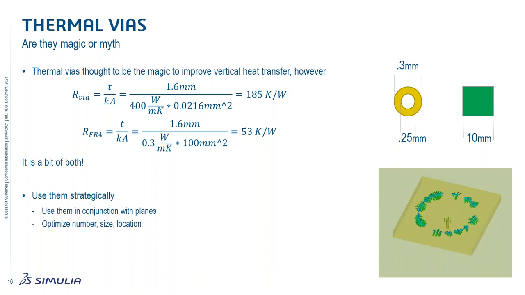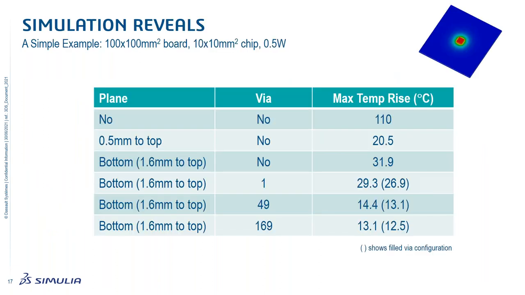Boy, you can think about that, it's very time consuming, but fortunately we have CST Studio to help here, to do some simulation. Here are some quick results. For this example board, if I put the chip at the center with no via, no plane, the temperature rise over ambient is 110. That's very bad. That's only half a watt and the chip is about to fail. But if I do have a plane close to the top, at 0.5, where the board is 1.6 millimeter thick and 0.5 is about one third of the height to the top, the temperature drops dramatically.